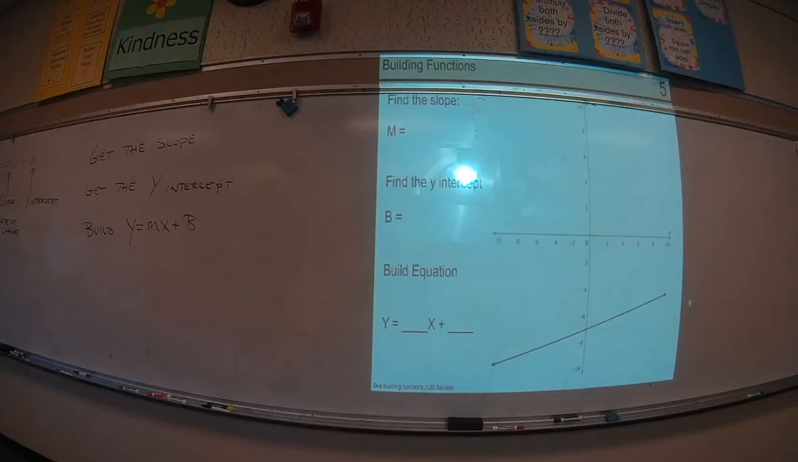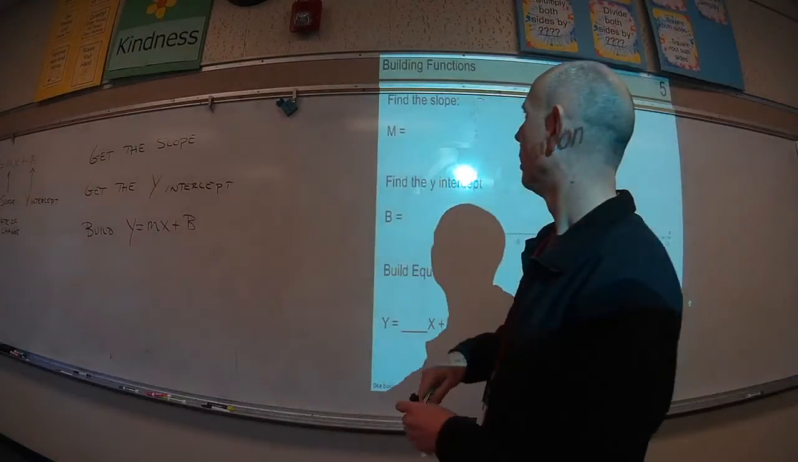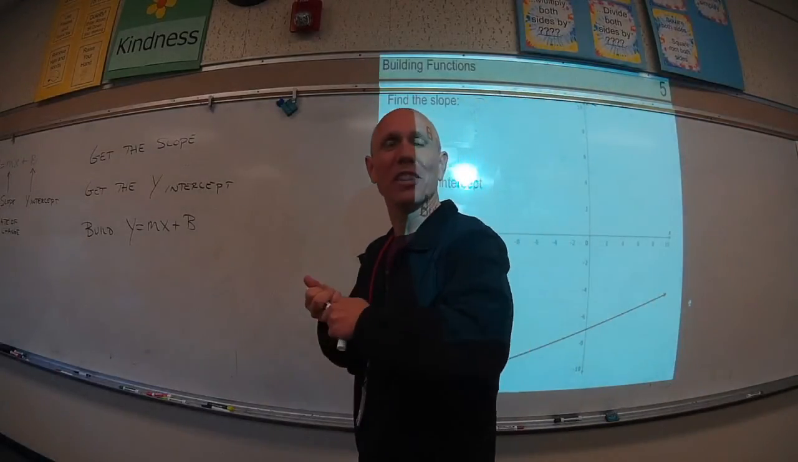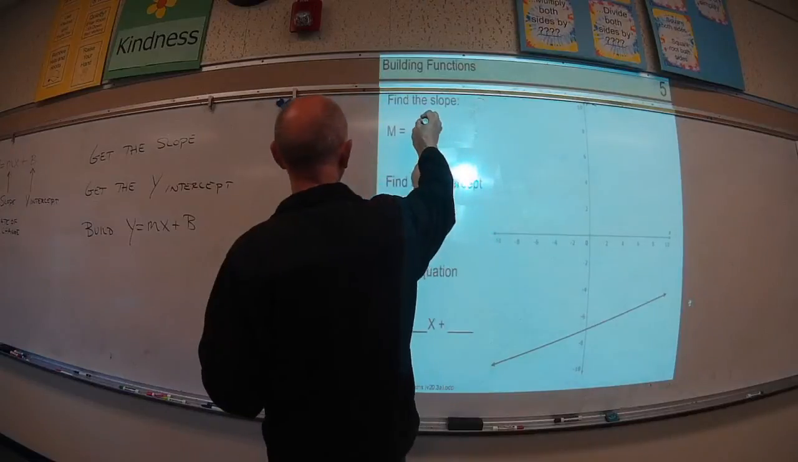Good. It's a measurement. The x is a variable. The x is part of the equation. The slope is a measurement. 1/4.